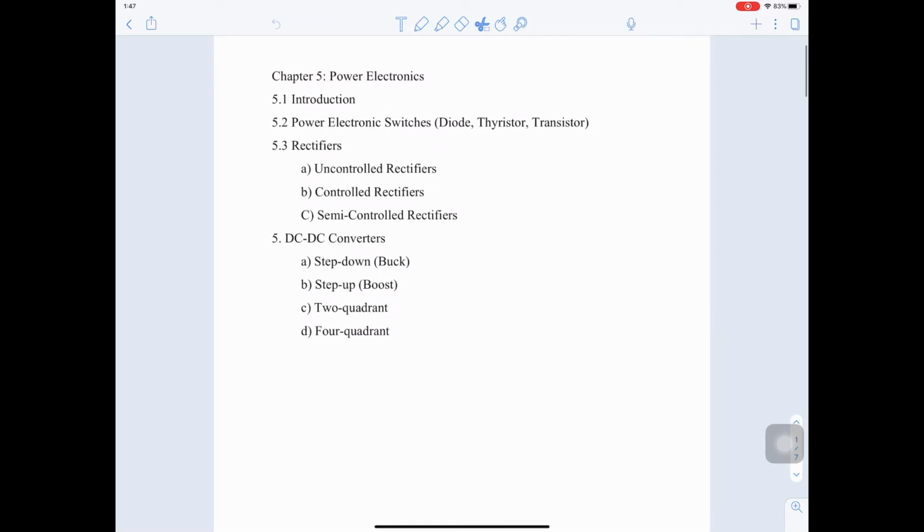Okay, so today we will continue our power electronics chapter. What we covered so far, we finished rectifiers, and to study rectifiers we studied diodes and thyristors, and we studied the uncontrolled, the controlled, and the semi-controlled rectifiers. And before moving to the next part, we will stop here and we will go to chapter 6.